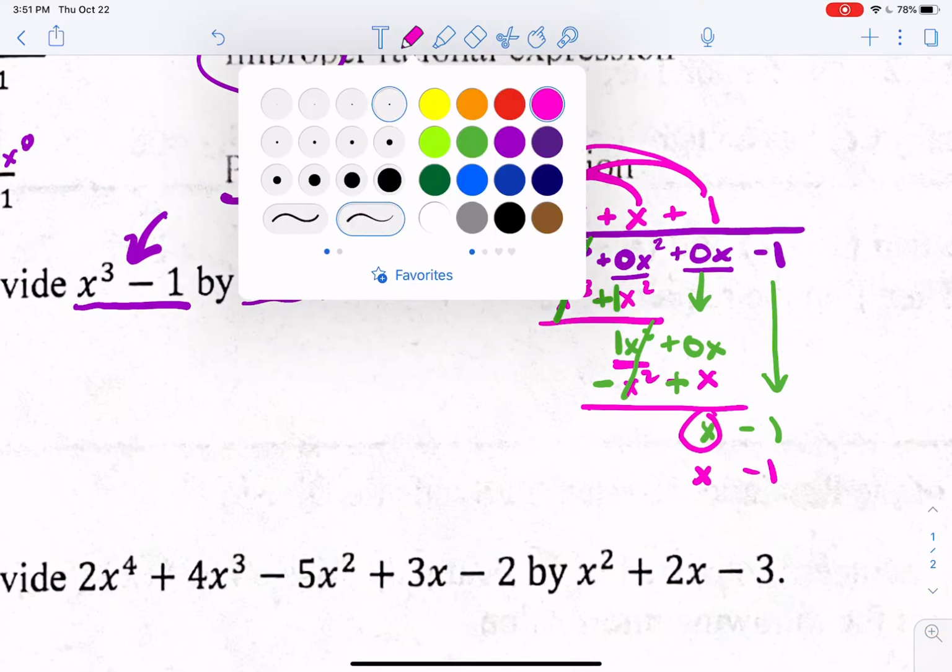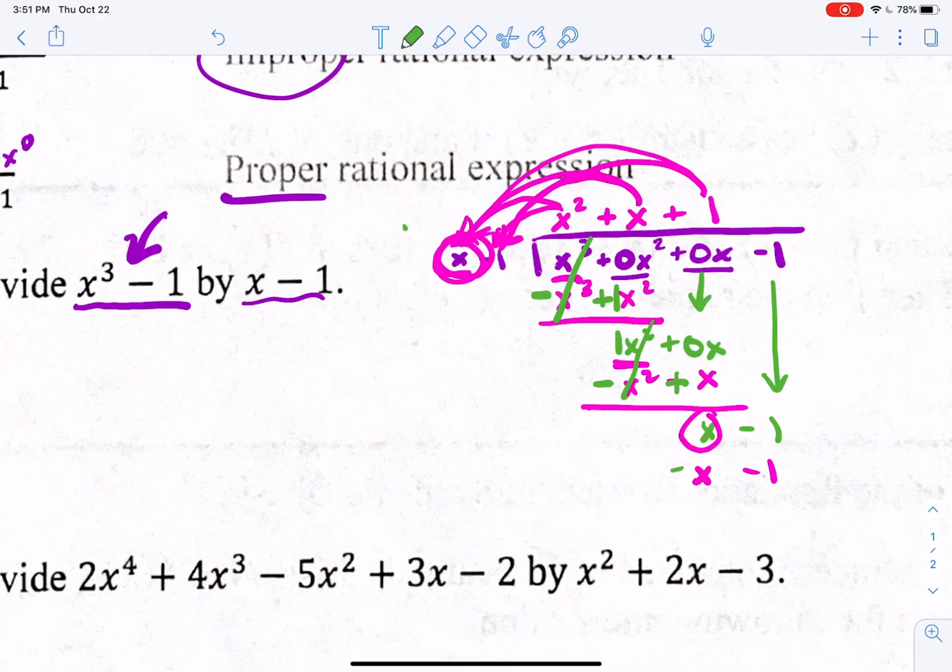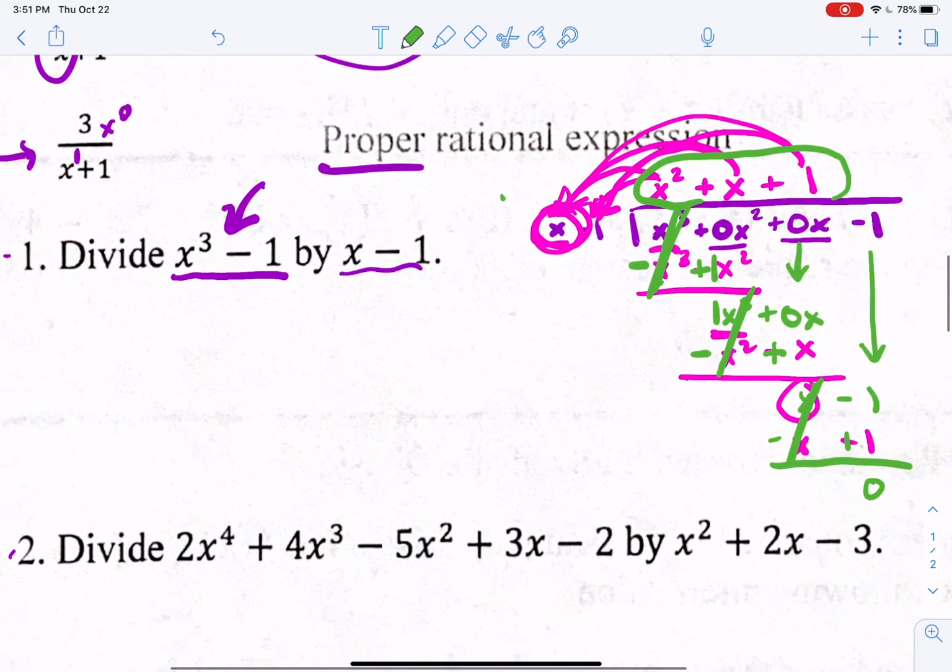Okay. Last, I have to flip the sign again. So this changes to a minus. This changes to a plus. That cancels out just like it did here and here. And negative 1 plus 1 is 0. So I have a remainder of 0. And this is all I have for my solution. Okay. x squared plus x plus 1. That is what I get when I divide those two things out.